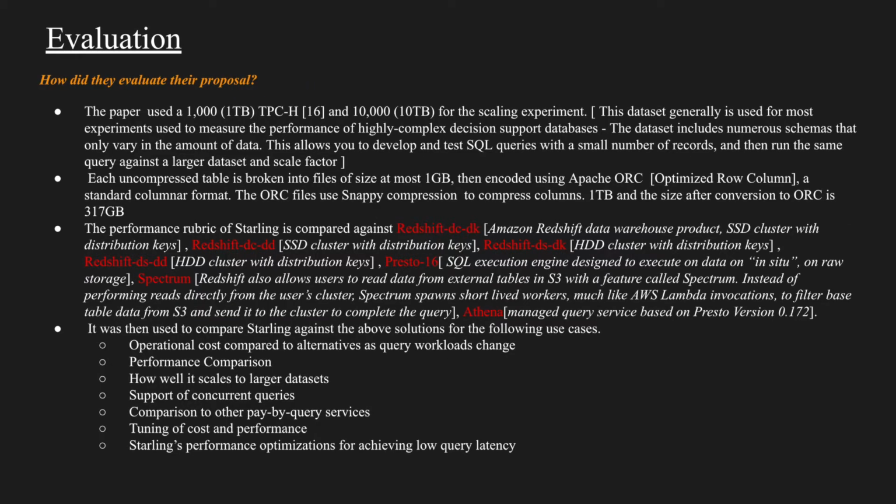Okay, so let's see how they evaluated their data set. They used two data sets, a 1 TB data set and a 10 TB data set, which are especially used for performance-related evaluation. They're also compressed. They use a format called Apache ORC, which is an optimized row columnar format. This gives you very easy access to columns so that you can do multiple operations on it, and they use Snappy compression to make the 1 TB data into 317 GB.